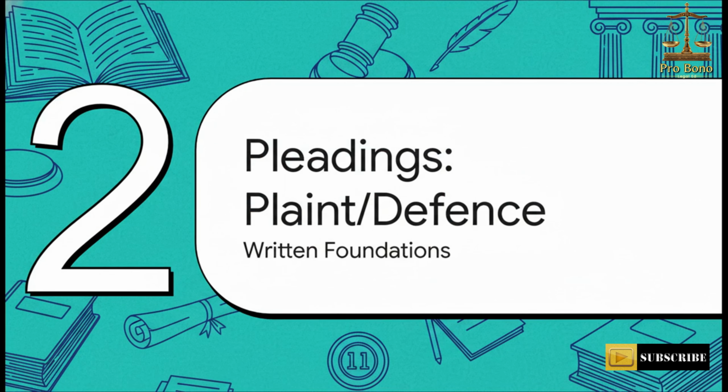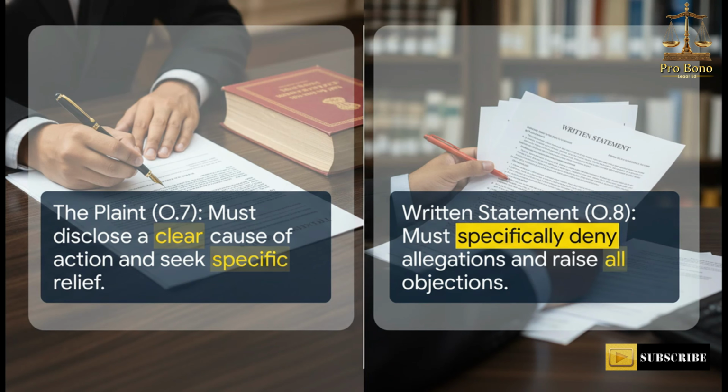We now advance to the pleadings. These written submissions, the plaint on one side and the written statement on the other, form the very bedrock upon which your entire case is constructed. Everything that follows will be decided based on what's in these documents. The plaint under Order 7 has to articulate a clear and complete cause of action. It must contain only material facts, not law, and certainly not your evidence, and it must seek specific identifiable relief.